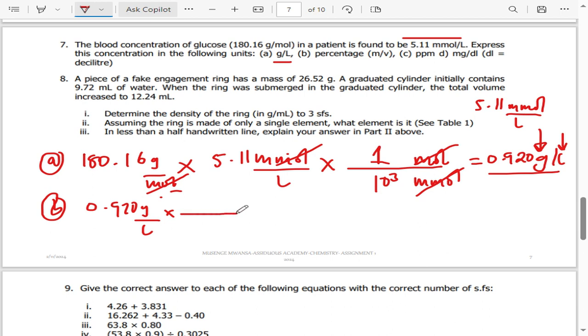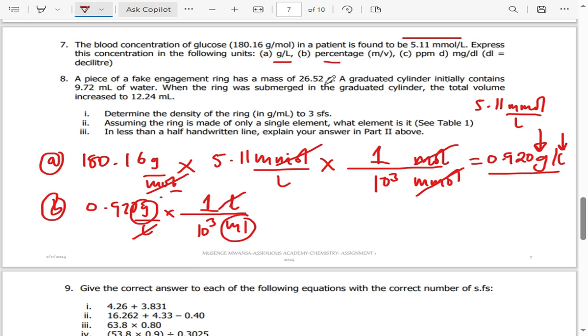I'll multiply. I've got a liter down. I'm going to put a liter on top because I want to cancel liter. I want to go to milliliters. In 1 liter, a liter is bigger than a milliliter. So I'm going to put a 1 in front of a liter. Milli, that is going to be 10 to the power 3. Now, liter can cancel with liter. So the answer will now remain in gram per milliliter.